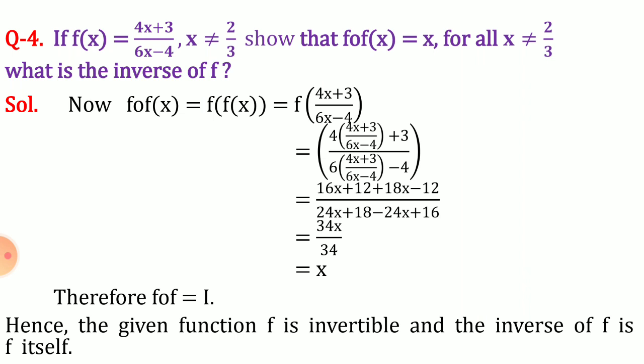Why itself? Because f composition g is equal to the identity function and g composition f is equal to the identity function. So f is the inverse of g, and therefore the inverse of f is f itself. So f inverse of x equals 4x plus 3 upon 6x minus 4.